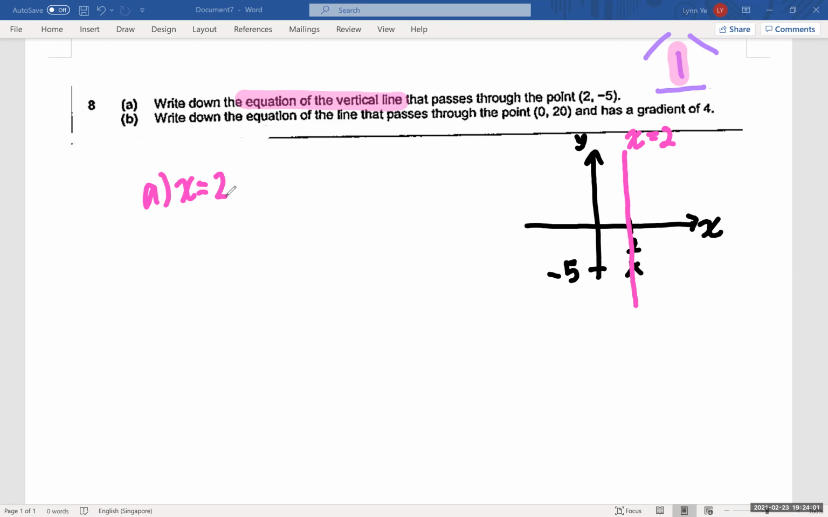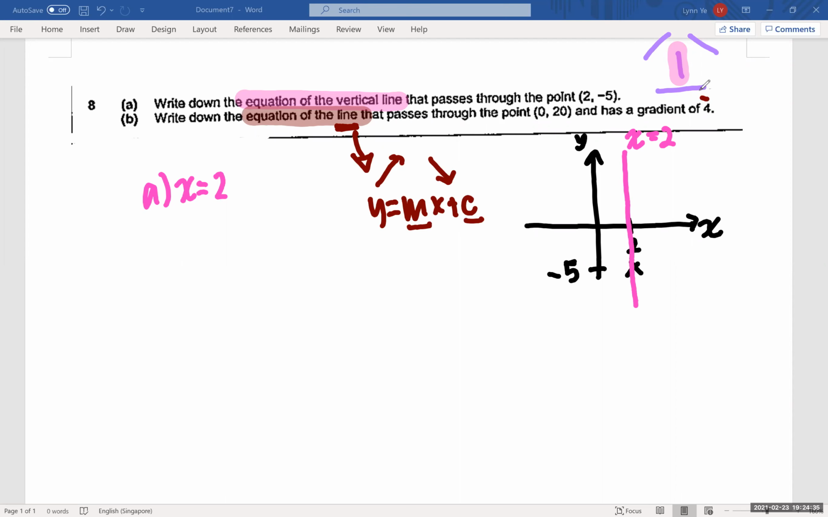Next, for question B. They say the equation of the line that passes through (0, 20) and has a gradient of 4. Remember, this is just a normal line, so it is probably upslope or downslope, and usually it is in the format of y is equal to mx plus c. First, I need to know what the gradient is and what the y-intercept is.